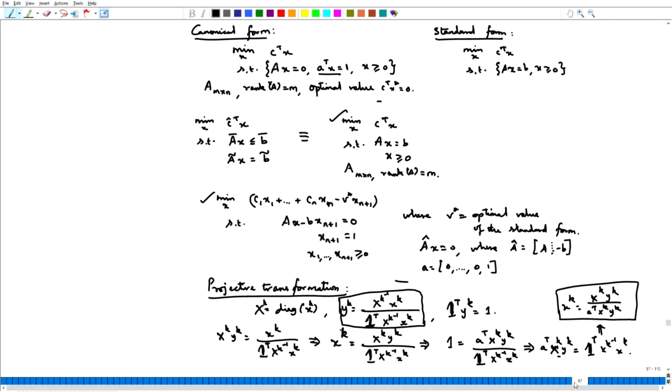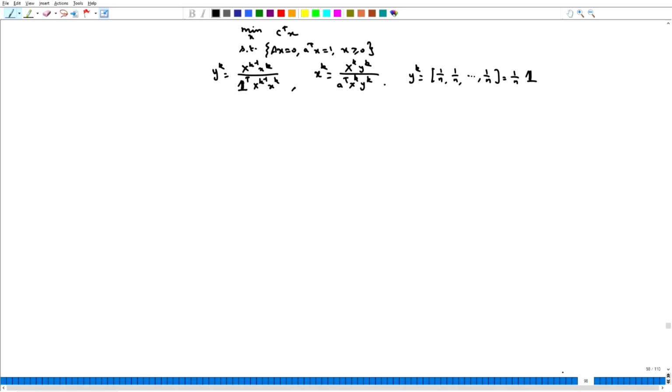If you recall, in the affine scaling method from xk we transform to all ones. Here we are transforming xk to all 1 by n. So, you will always have 1 transpose y equal to 1 because of that. That is the difference. Recall that you have this constraint: the equivalent of a transpose x equal to 1 is 1 transpose y equal to 1.